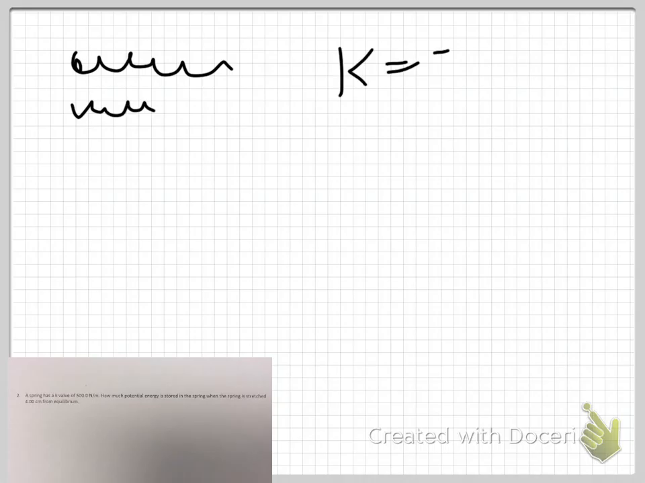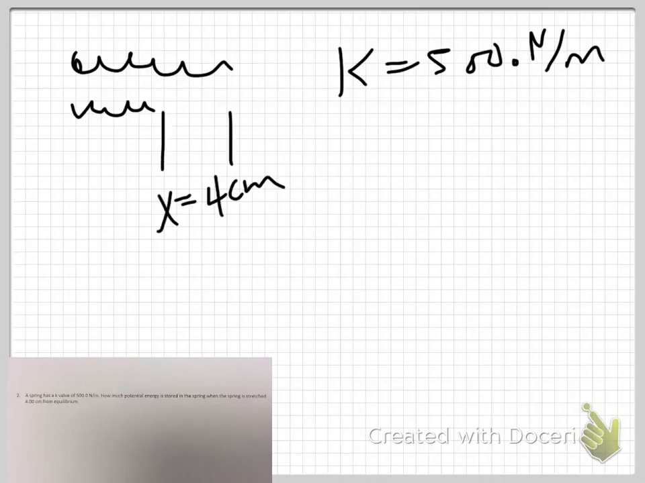Okay, so this is a really simple problem. We have a spring with some given spring value, and how much potential energy is there? In other words, how many joules of work can this thing do on you if it snaps back and hits you? And it's a pretty stiff spring because it's got a spring constant, a k, of 500 newtons per meter. We're not messing around. What we want to know is the elastic potential energy. x is equal to 4 centimeters.